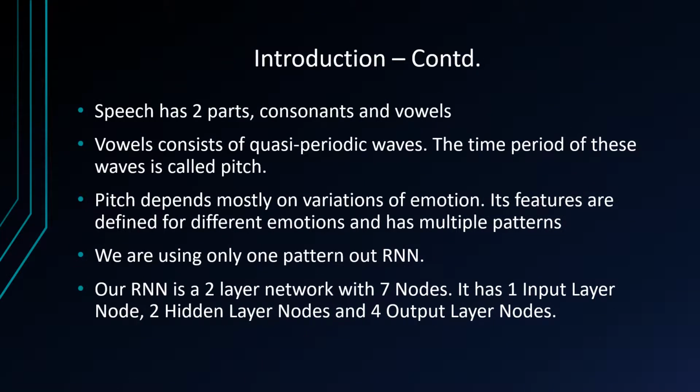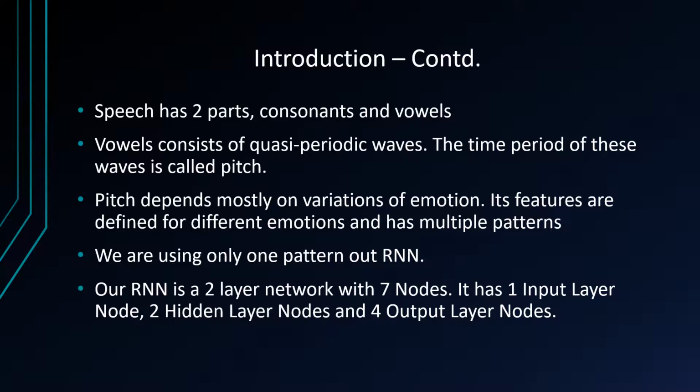Speech has two parts: consonants and vowels. Vowels consist of quasi-periodic waves. The time period of these waves is called pitch. Pitch mostly depends on the variations of emotion. Its features are defined for different emotions and in multiple patterns. For example, the pitch of an angry voice will have many sharp rises, whereas a person who is laughing will have periodic multiple amplitudes.